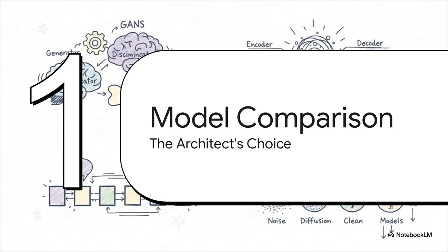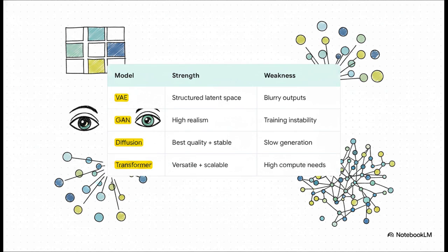So there you have it, our 4 blueprints: the apprentice, the rivals, the sculptor, and the master linguist. For an AI architect, the real challenge isn't just knowing how each of them works, but figuring out how to choose the right tool for the right job. This table really lays out the trade-offs perfectly.